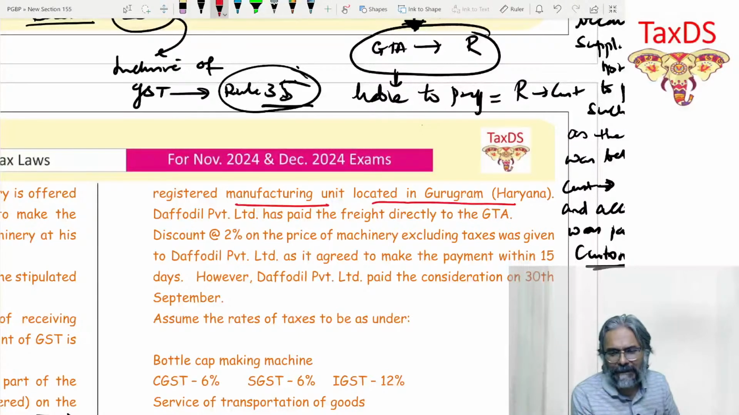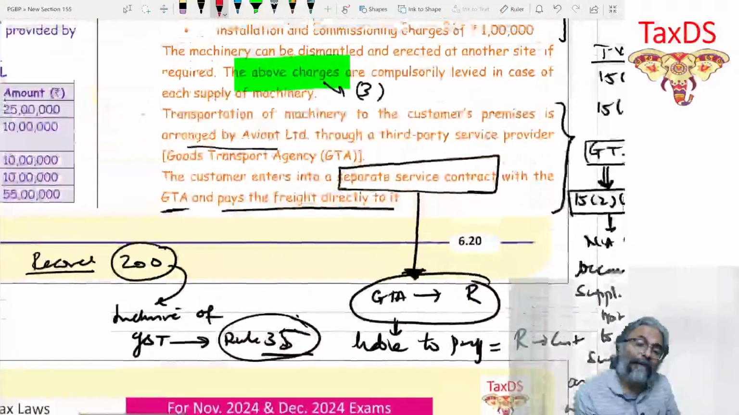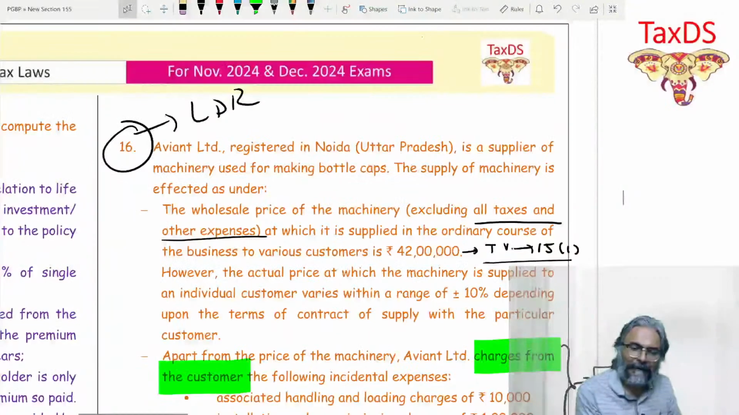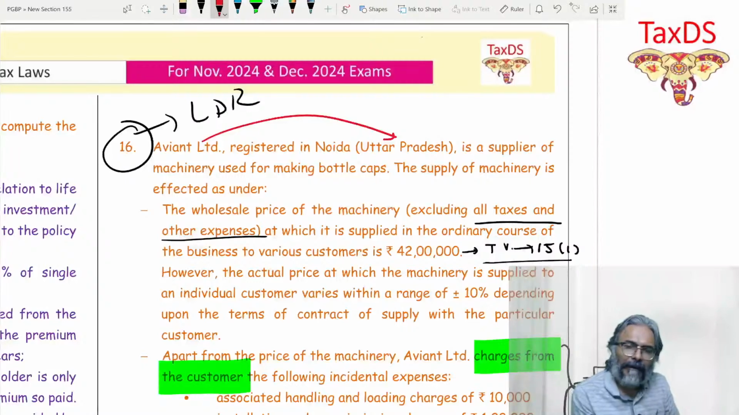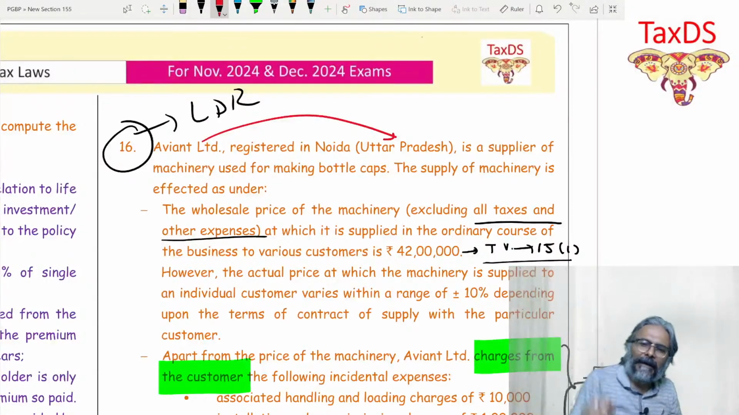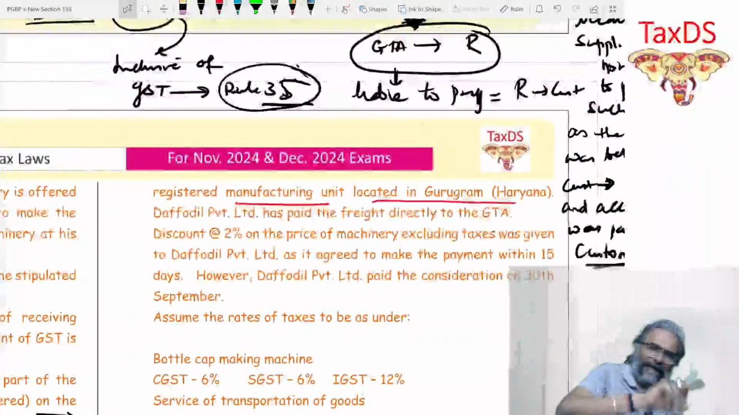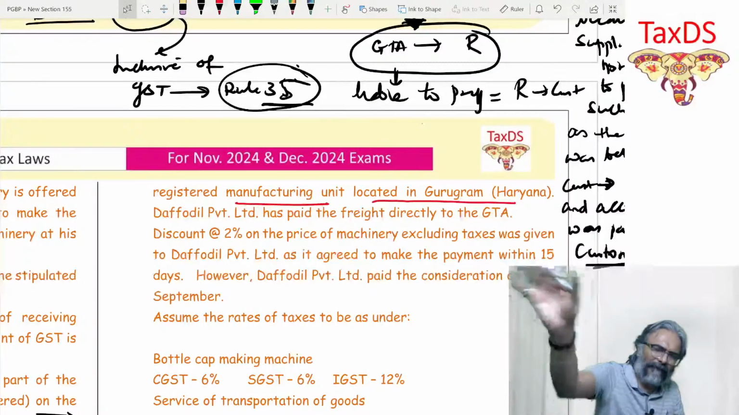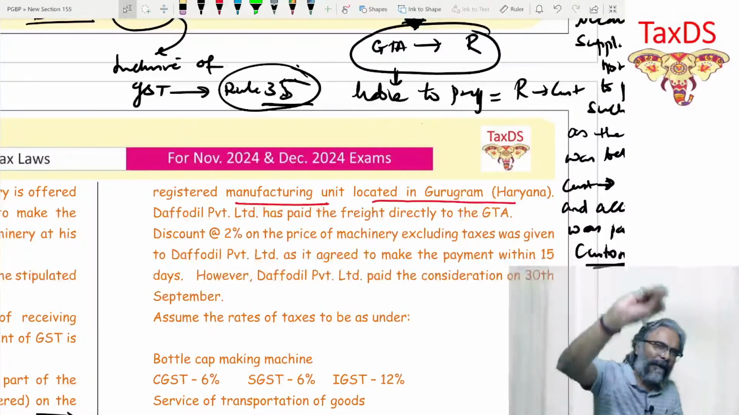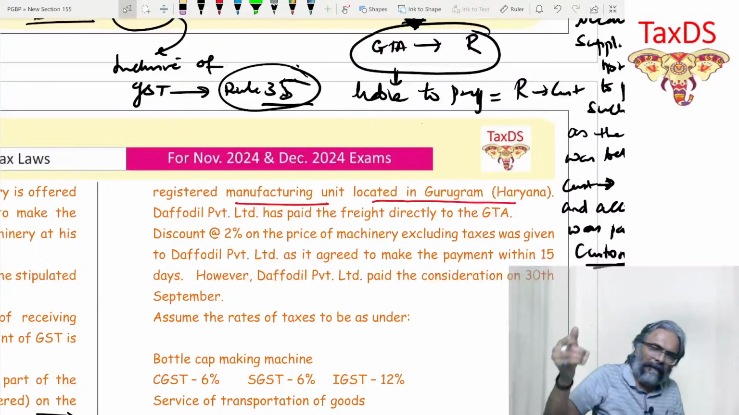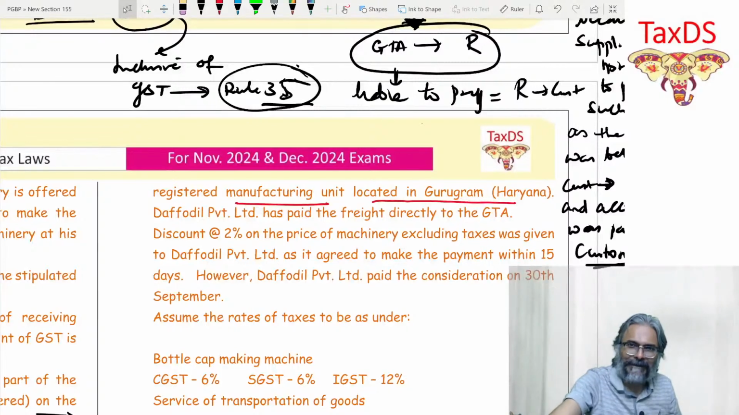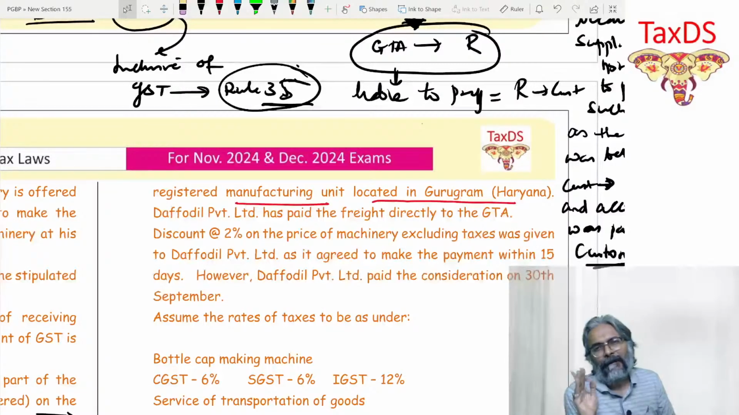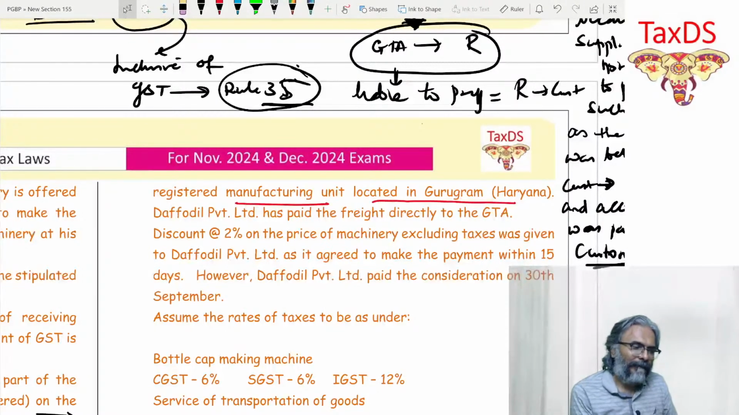Now you tell me, students, what is the place of the supplier? Avient Limited. Supplier is Avient Limited, UP. Where is the machine getting installed? In Haryana. So if we do the chapter of place of supply, those who are aware can appreciate. Those who are not aware, just wait for some time. So the place of the supplier is UP. The machinery is getting installed, fixed, where? In Haryana, Gurgaon.